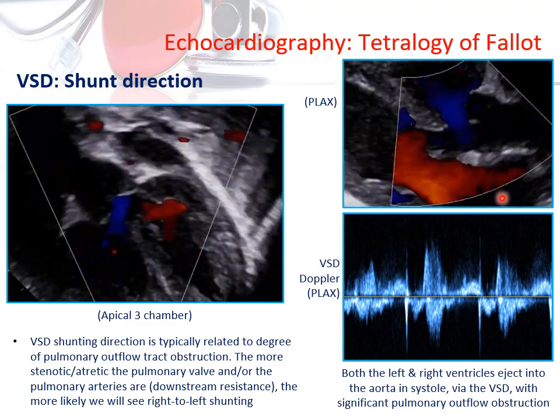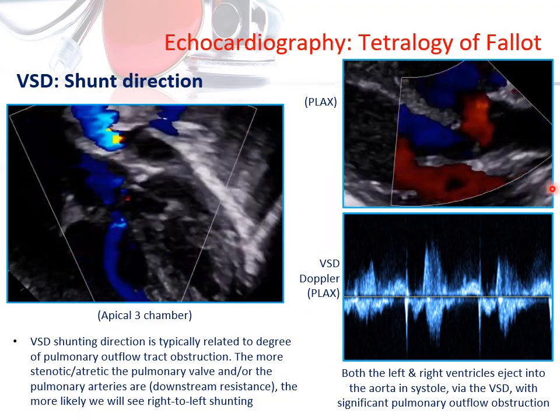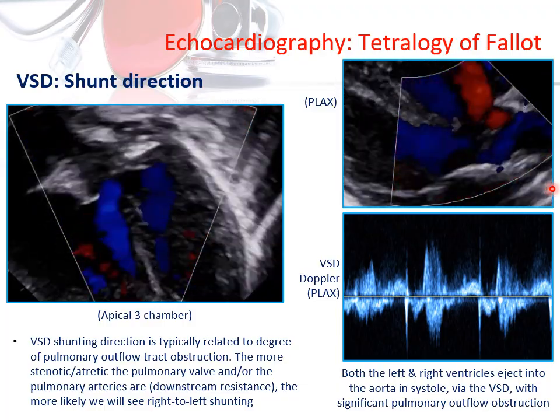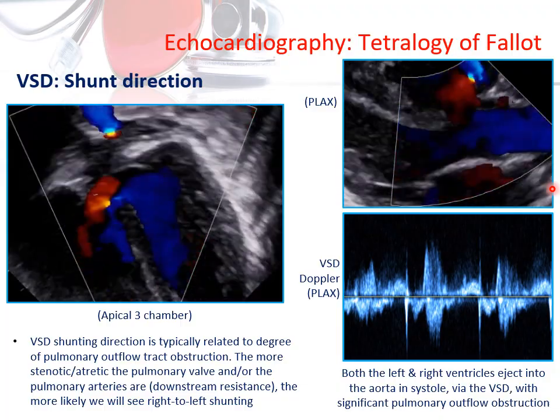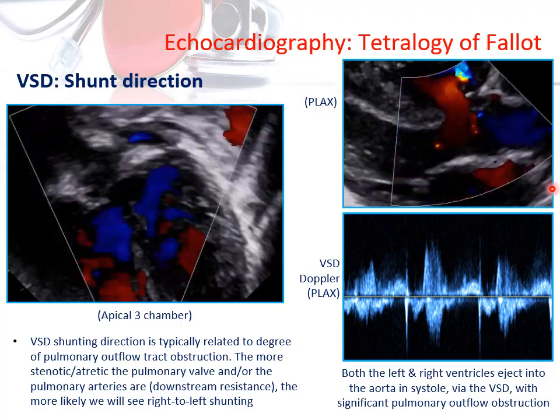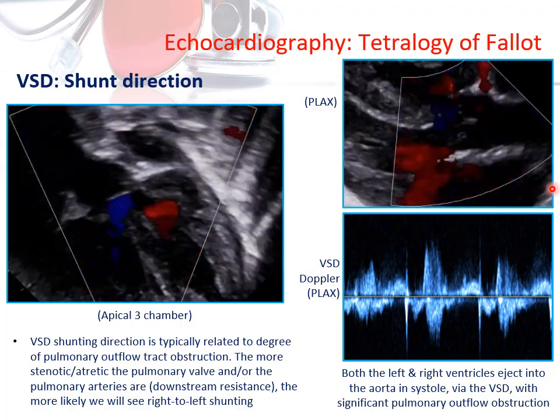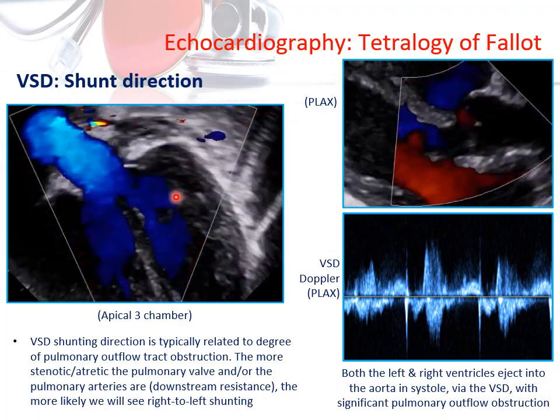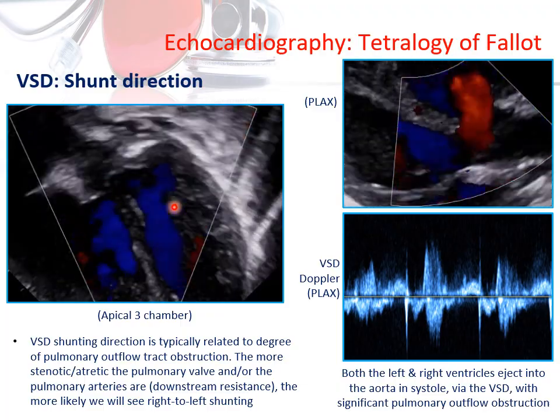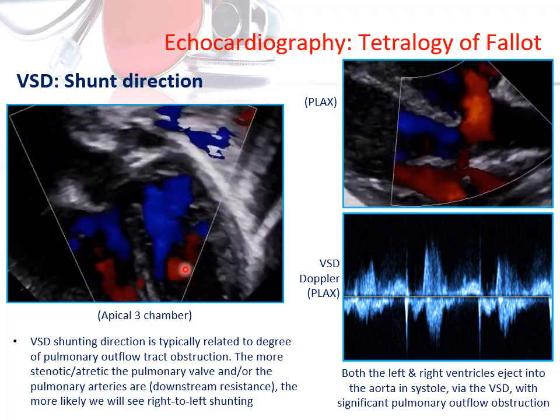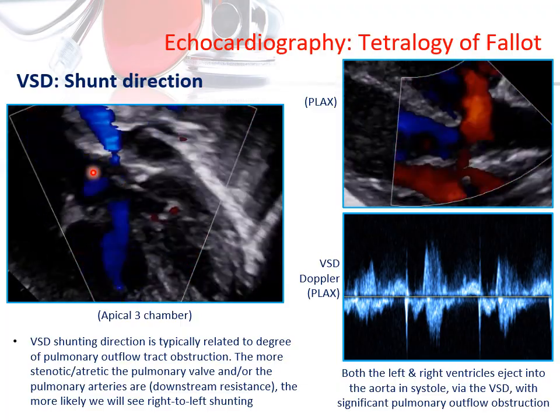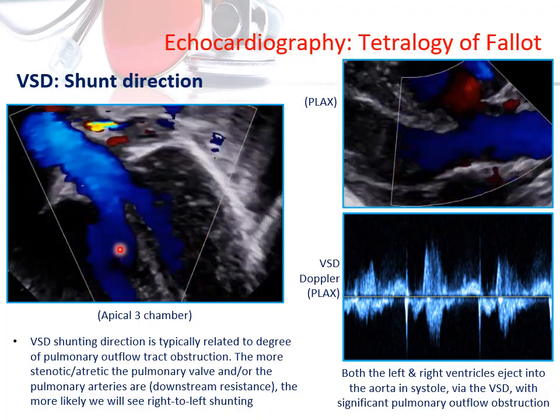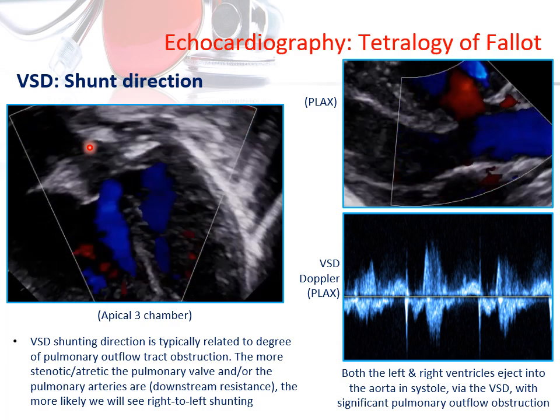Shunt direction. VSD shunting is typically related to the degree of pulmonary outflow tract obstruction. The more stenotic or atretic the pulmonary valve and/or the pulmonary arteries, think downstream resistance, the more likely we're going to see right to left shunting. These are two really good videos that highlight that. You can see in this video that there is flow leaving the left ventricle going out of the aorta, and also in systole from the right ventricle traveling through the VSD and out of the aorta. So that would be your right to left shunting.